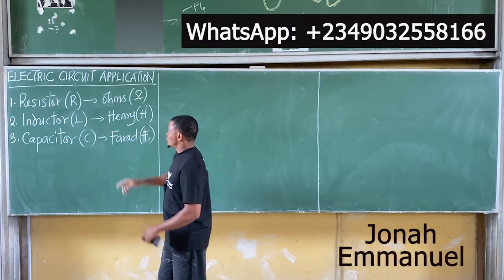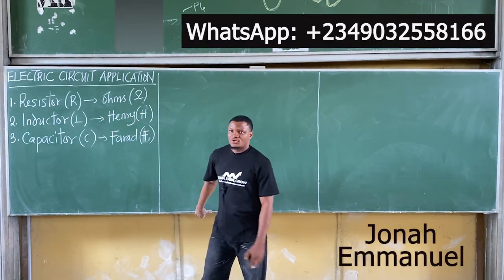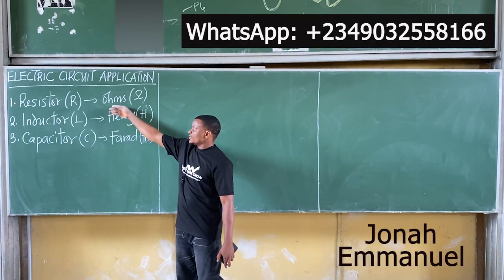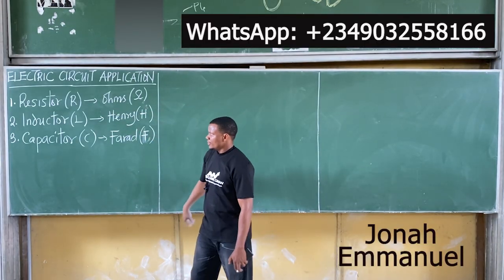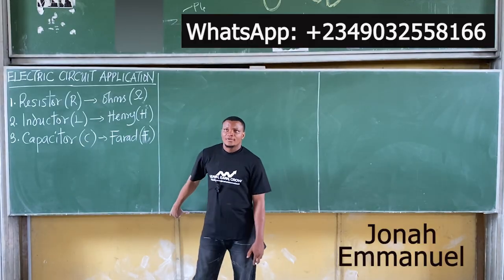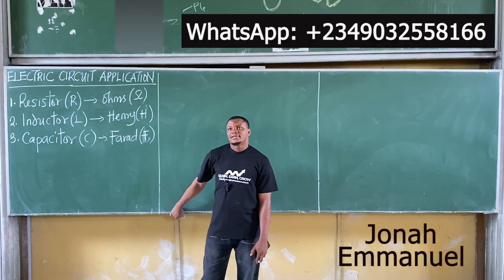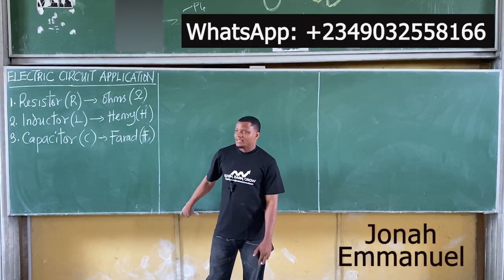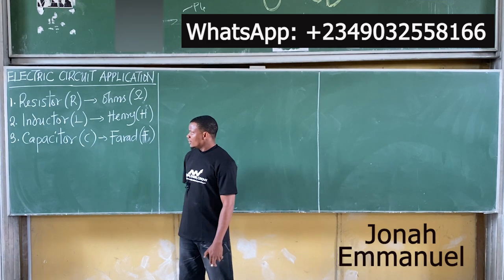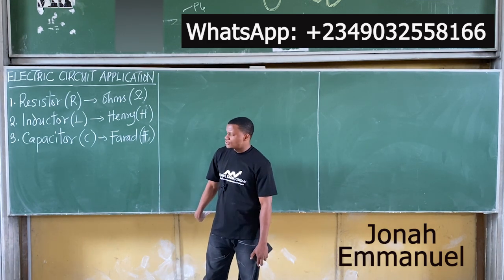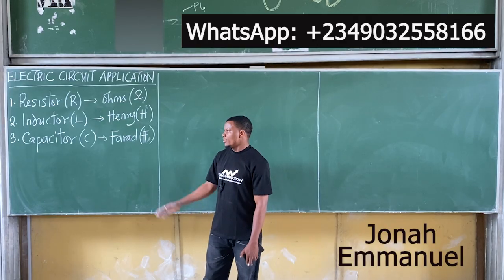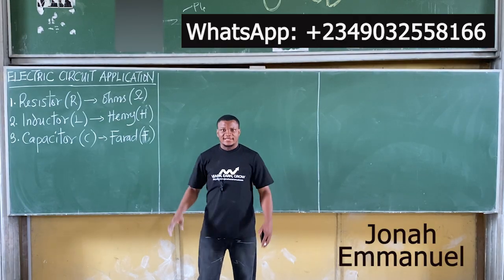The resistor is used to oppose the flow of current in a circuit. The unit is ohms, here's the symbol. The inductor is used to store electrical energy in a magnetic field when current passes through it. The SI unit is Henry, abbreviated H. And finally, you have the capacitor, which is used to store electrical charges. The unit is farad, and the symbol is F. All right, let's take them.